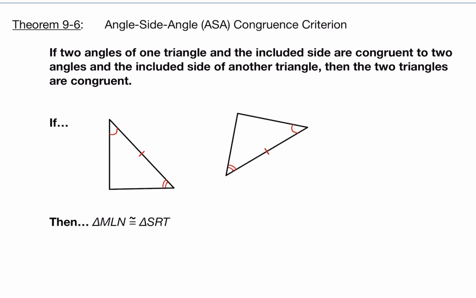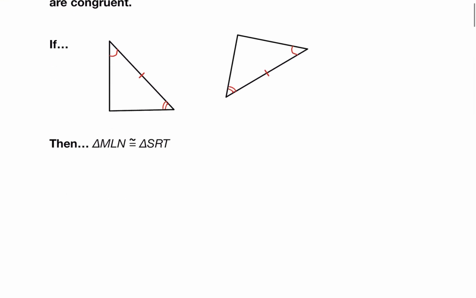So in this theorem, angle side angle, what we see is that if two angles of one triangle and the included side, so these two angles and the included side, are congruent to two angles and the included side of another triangle, then we would say that both of these triangles are congruent. Okay, now let's go ahead and take a look at an example to try this out.